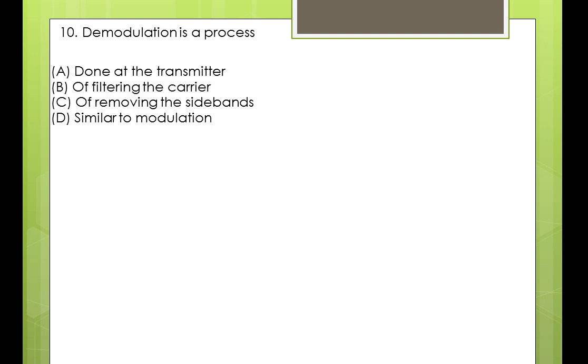Here comes the 10th question. Demodulation is a process. The options are: A, done at the transmitter; B, filtering the carrier; C, removing of the sidebands; D, similar to the modulation. This question is from communication, that is analog communication. So the answer is filtering the carrier.